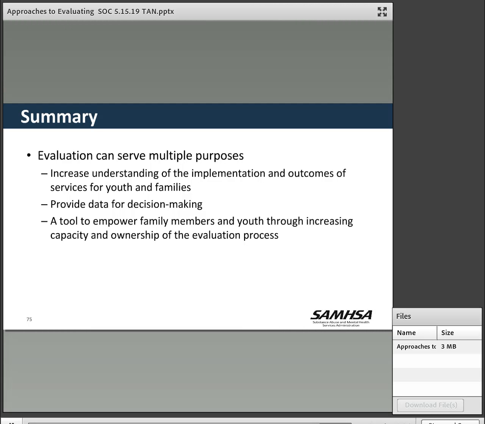So another shameless plug, a paper summarizing our work, examining the relationship of the child and family team characteristics and outcomes was recently published in the Journal of Community Psychology. I'll now turn this back to Tim.